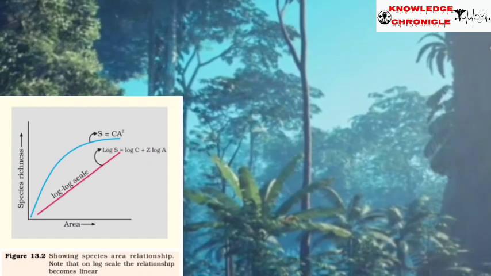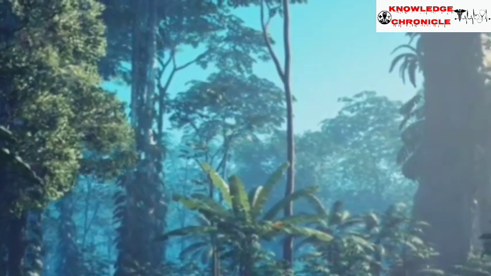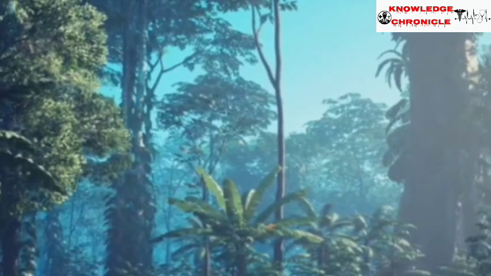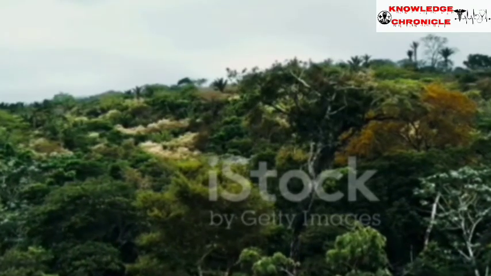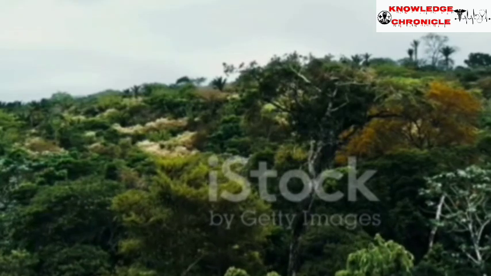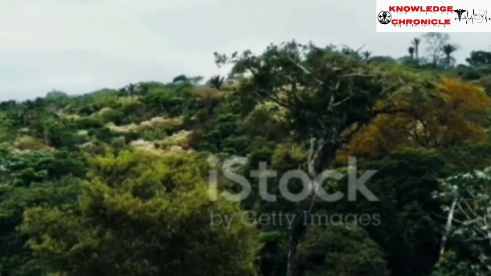For smaller areas, Z usually ranges between 0.1 and 0.2, but for entire continents, it jumps all the way to 0.6 up to 1.2. Basically, the bigger the area, the more species you'll find. But in tropical regions, the number of species rises dramatically.